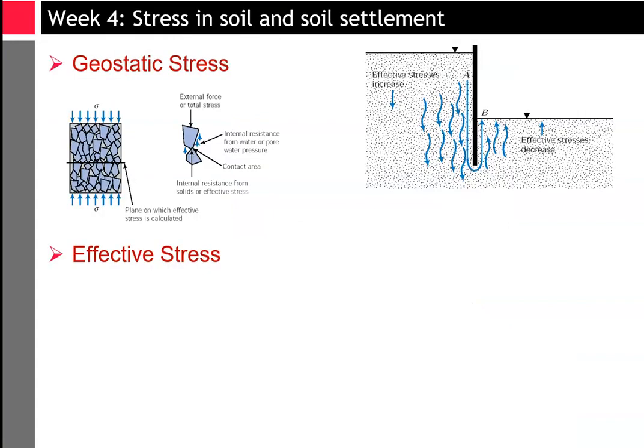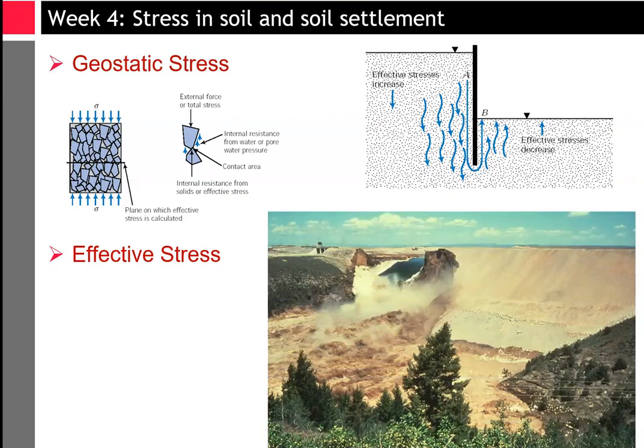In the fourth week, we will look at stress distribution within the soil. We will talk about basic stresses as well as effective stress. The knowledge that we learn here will help us understand the implication of flow of water through the soil and how we can prevent failures like this one, which is known as piping failure.